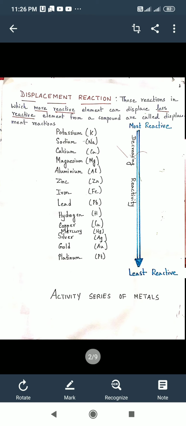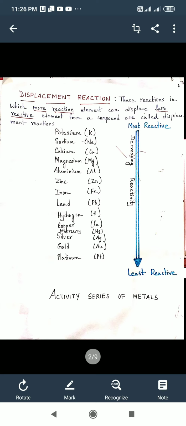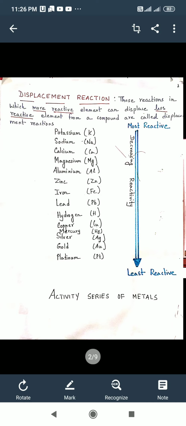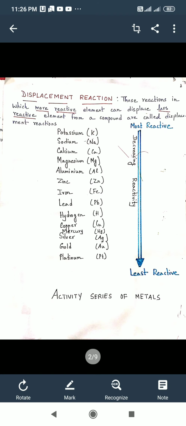Now come to the definition of displacement reaction. Displacement reaction is a reaction in which a more reactive element or metal displaces a less reactive metal or element from its compound or aqueous solution. Now moving on to the activity given in NCERT book, that is activity 1.9.